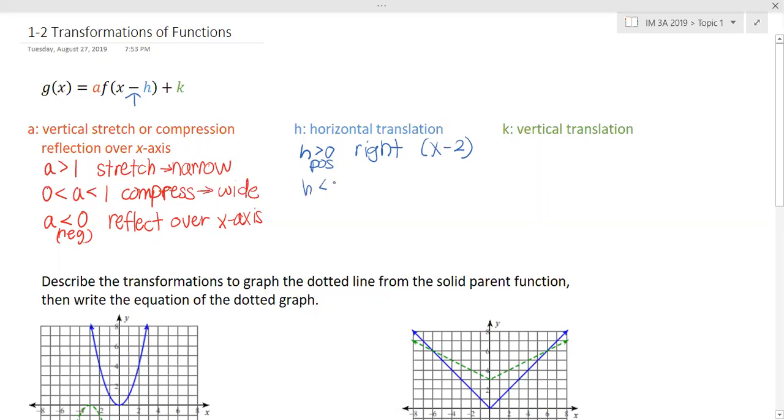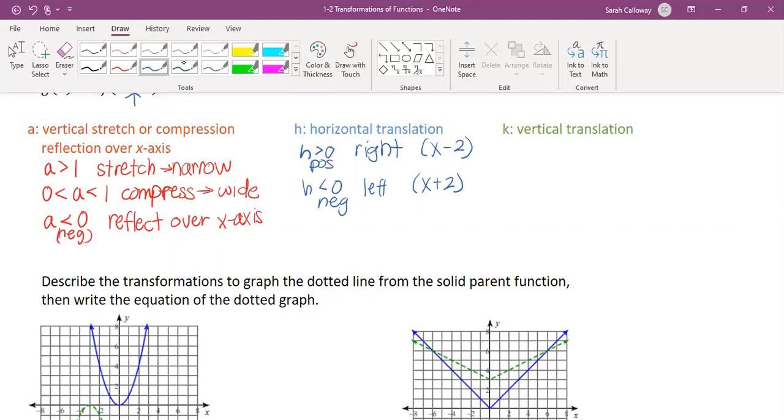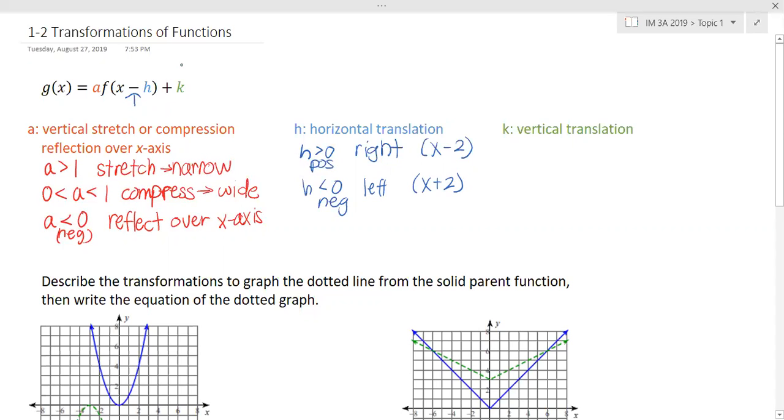If H is negative, then that's going to move it to the left. And so again, that would look the opposite of that. That would be something like x plus 2 because minus negative 2 creates a positive 2 inside those parentheses. The way that I try to remember this is that the number inside parentheses, that's the one that I always change the sign. So when I'm identifying what direction it's going, it's the opposite of what appears in the function.